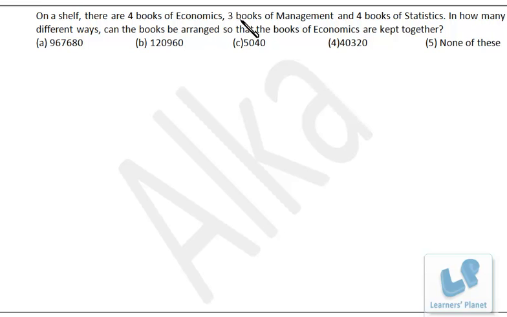So 1 plus 3, 4, 4 and 4, 8 factorial. Apart from that, these economics books should be together, but not necessarily in the one order. So the 4 books can be arranged in 4 factorial ways, right? So your final answer is 8 factorial into 4 factorial. So 6 factorial is 720, into 7 into 8 into 24, right?